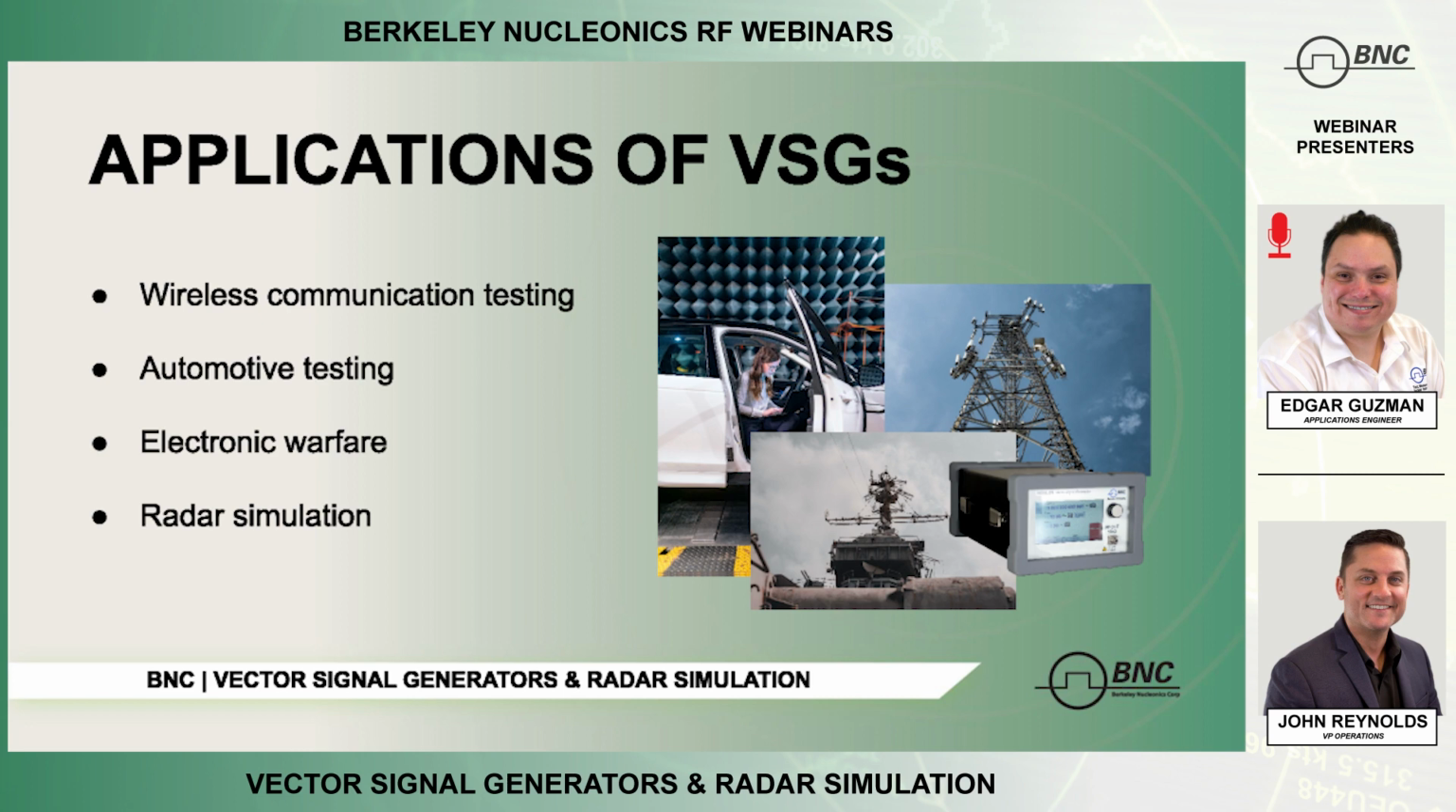So a lot of what the VSG can do is used in electronic warfare, as we use very high signals and complex modulations and signals to deal with the real world applications in warfare. And then radar simulation, obviously, is what we're focusing on more in this webinar, and we'll show you some more on radar simulation and how the signal is produced in our actual 875 vector signal generator later on in this webinar.